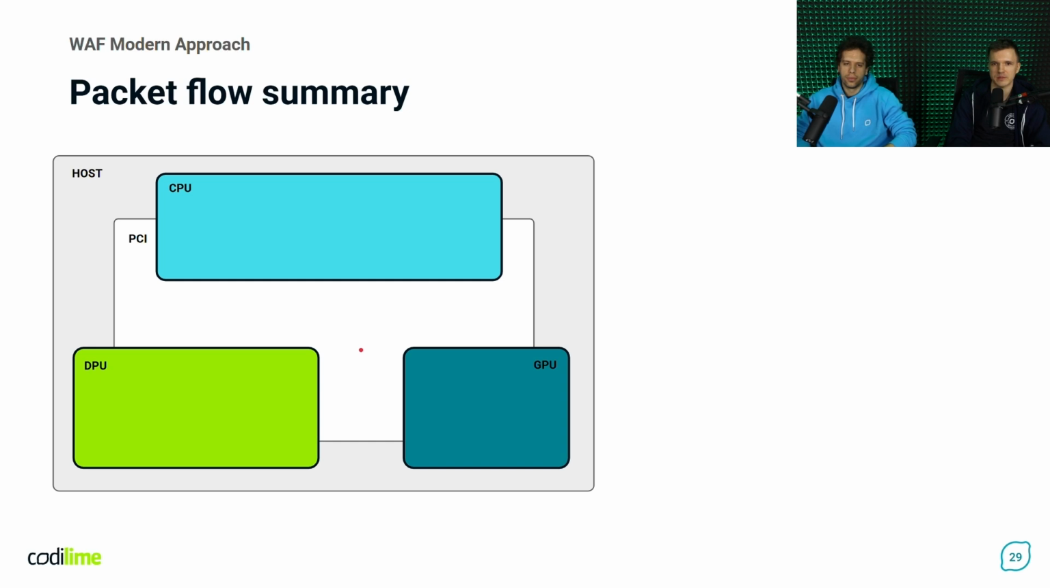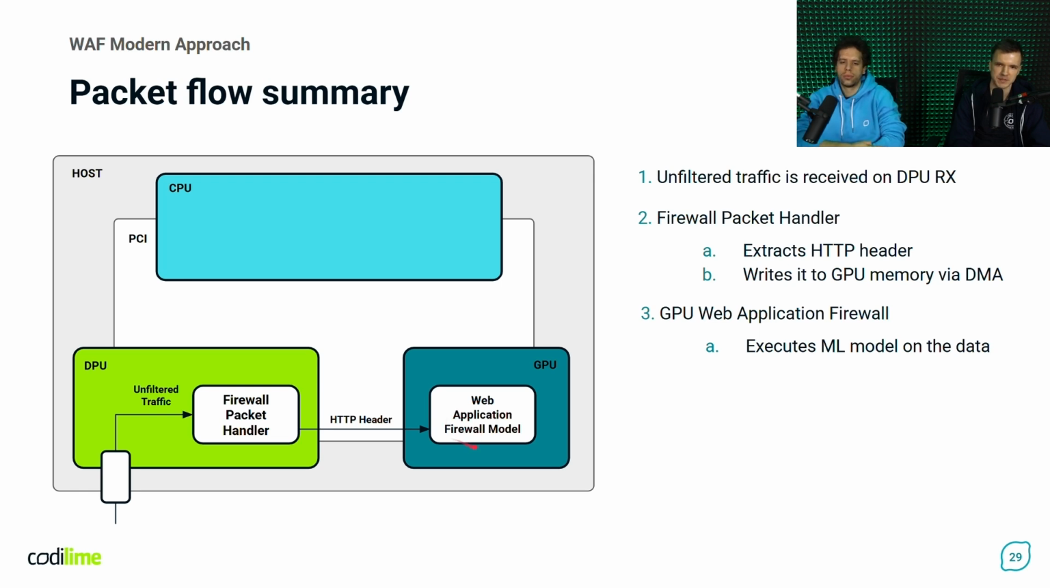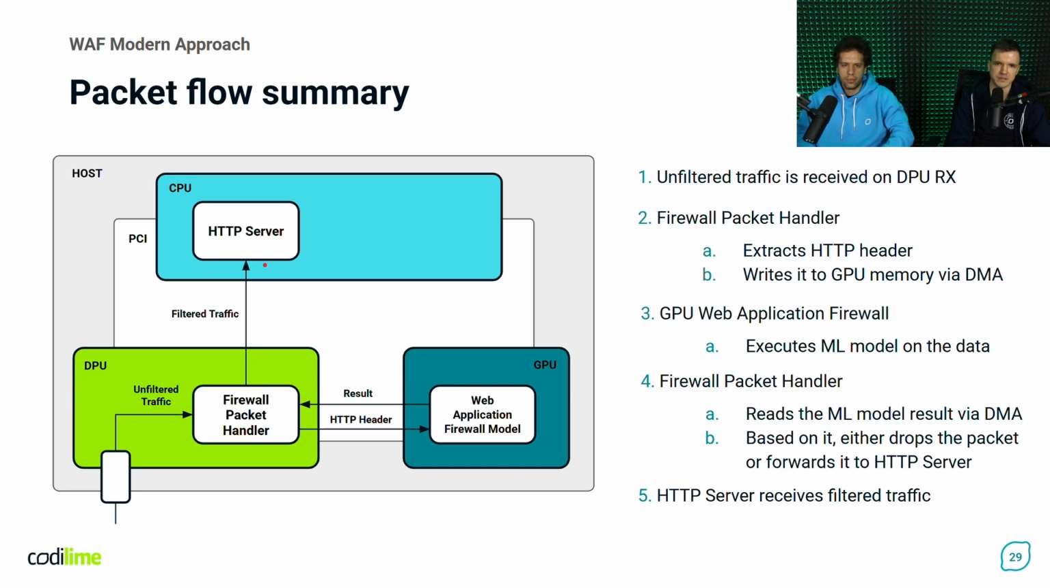Okay, so now I want to summarize our solution with some sample packet flow. Let's say a packet arrives to the DPU, and this packet is copied to the firewall packet handler. The packet handler extracts the HTTP header and writes the data to GPU memory via DMA. Next, the web application firewall model takes this data and performs the classification. Next, the firewall packet handler reads the result from the web application firewall model and performs the action. So either the packet is dropped or forwarded to the HTTP server.